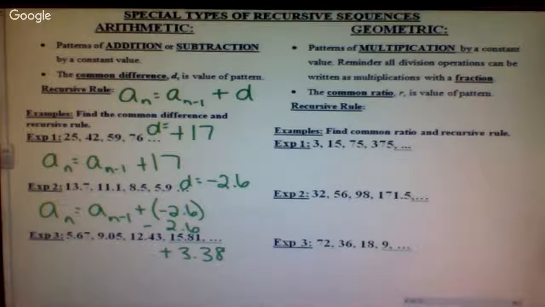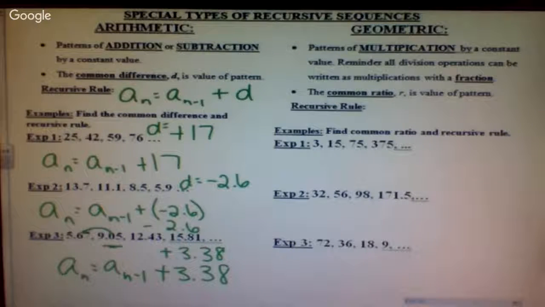What's an easy way to find your common difference? Subtract the first one from the second one. Take this minus this, and that will give you your common difference every time if it's an arithmetic sequence. Your second term minus your first term, or you can do your third term minus your second term. So pick a term and subtract what comes before it, and that will always give you your D value. So this is A sub n equals A sub n minus 1 plus 3.38.